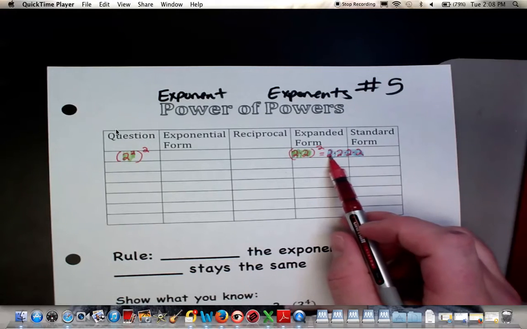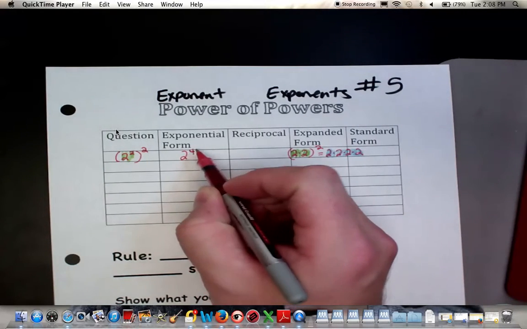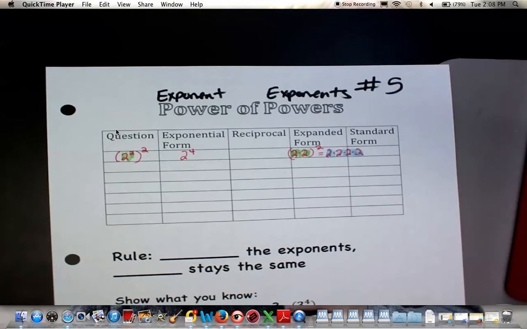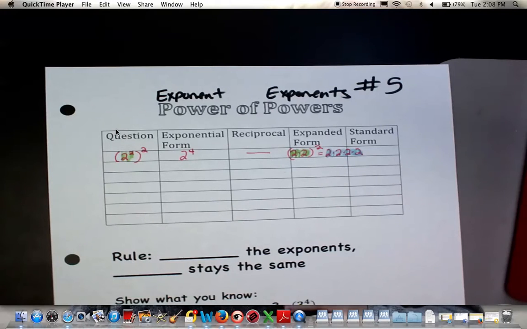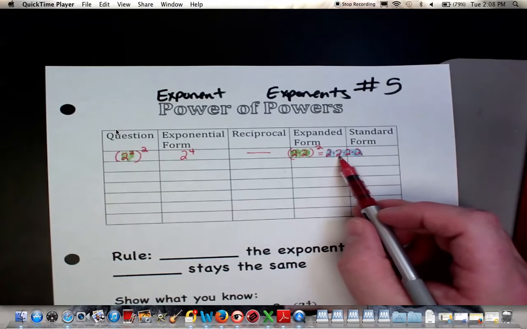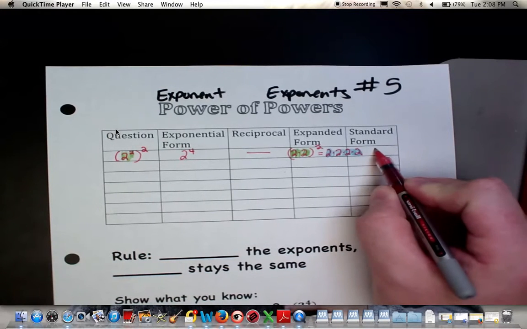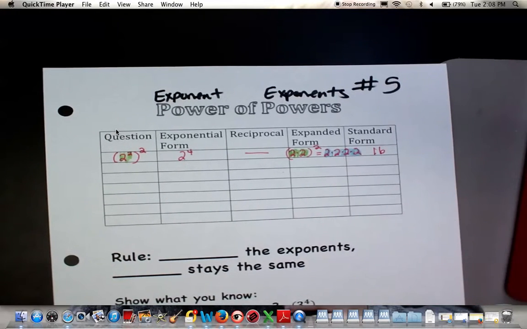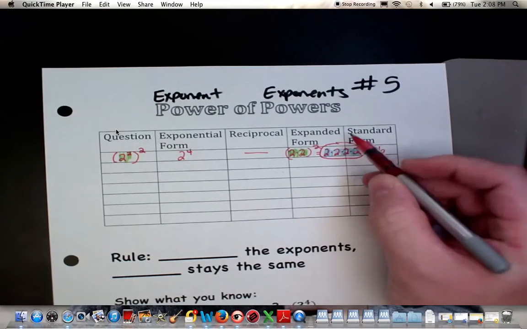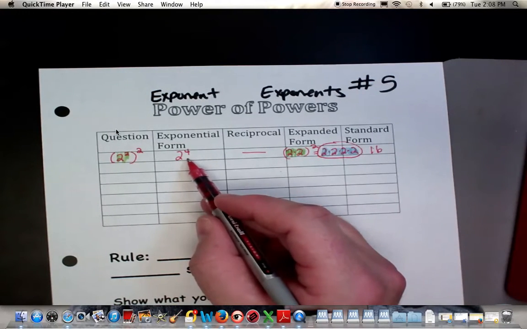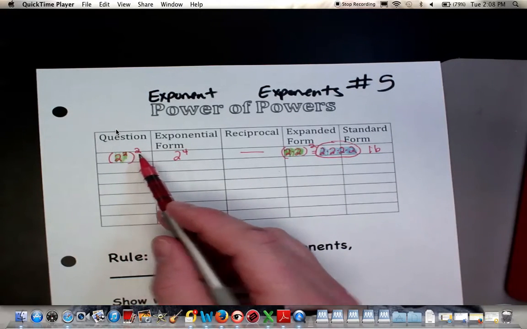Then I can take this blue and make it into my exponential form. Well, what do I have? I got 1, 2, 3, 4. 4 of those, so it's 2 to the 4th power. There's going to be no reciprocal because it is positive. And in my standard form, it's going to be 2 times 2, which is 4, times 2, which is 8, times 2 more, which is 16. So this is my expanded form right here in this little box, or the circle. This is my exponential form. This is my standard form, all of 2 squared to the second power.